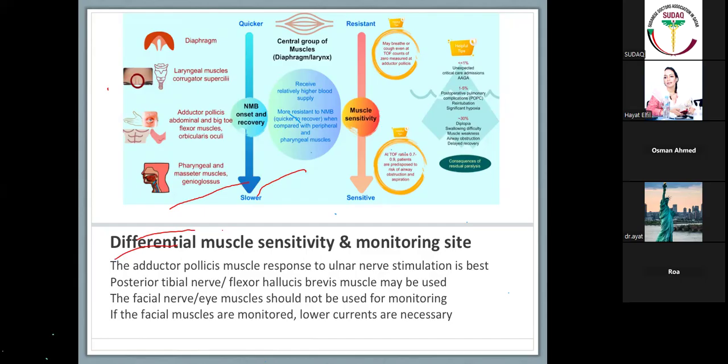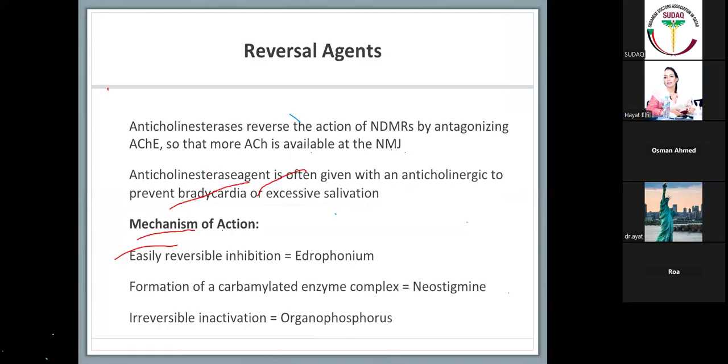The adductor pollicis muscle response to ulnar nerve stimulation is the best to monitor during the intraoperative period because it simulates the sensitive muscles and it will give you a good indication of recovery of the laryngeal and the diaphragm muscle. While the posterior tibial nerve and flexor hallucis brevis muscle might be used, the facial nerve and the eye muscle should not be used for monitoring. And if you use the facial muscle, then very low currents should be used. So again, there is differential muscle response to muscle relaxants and neuromuscular block.